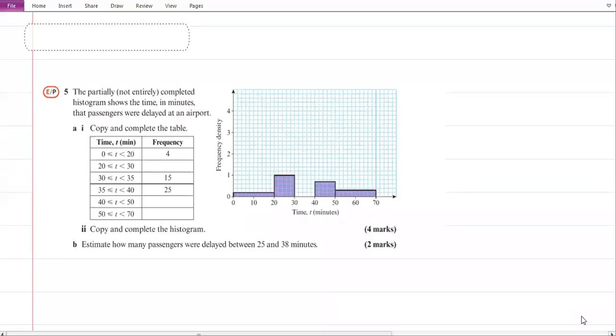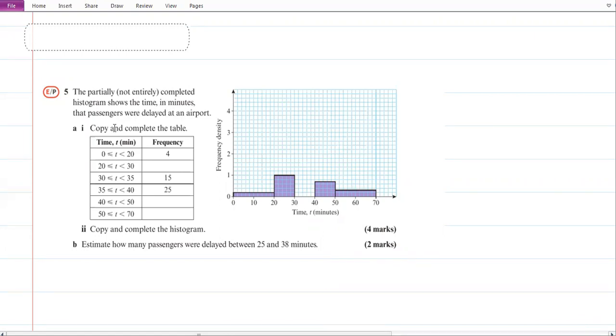In our last class, we stopped. I asked you to do till question number 4. I even asked if you could try question 5. But let's see. The question is a partially, not entirely complete histogram here.